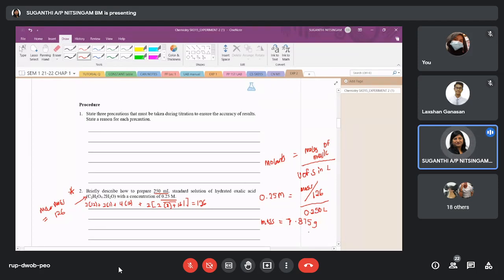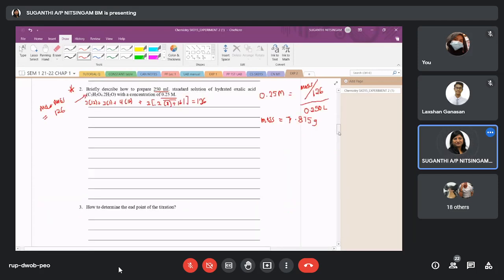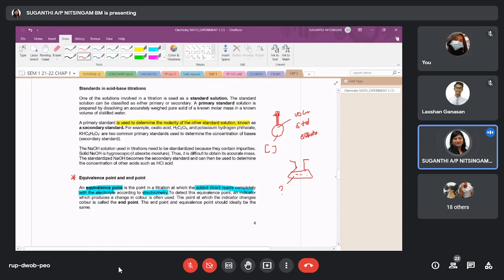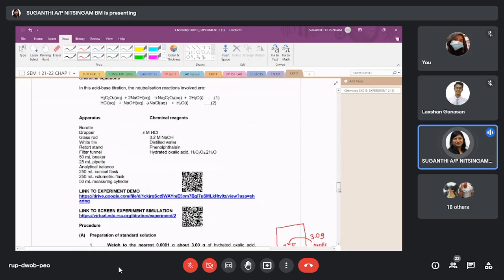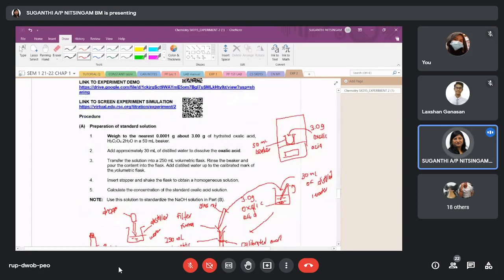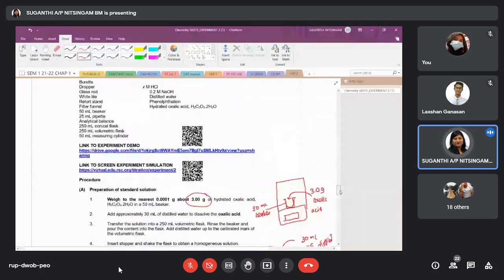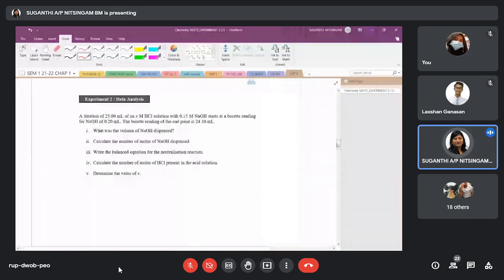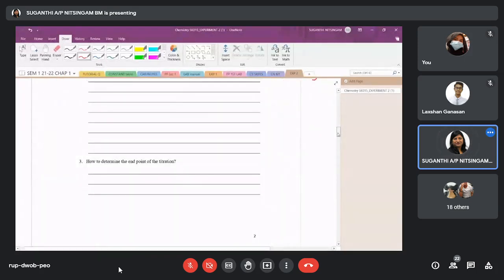So you weigh 7.875 grams of hydrated oxalic acid in a 50 ml beaker. Add approximately 30 ml distilled water. Dissolve, following the same steps as here. The steps are equivalent to this. Just change the mass according to your question. Stopper and shake. You must understand the question properly. This week is for understanding this experiment. If you have questions, you can ask.